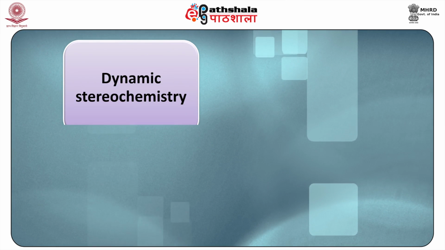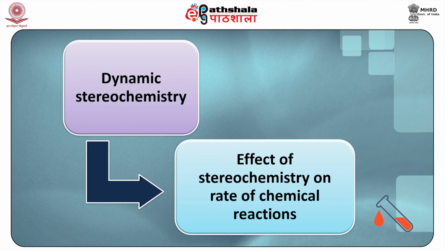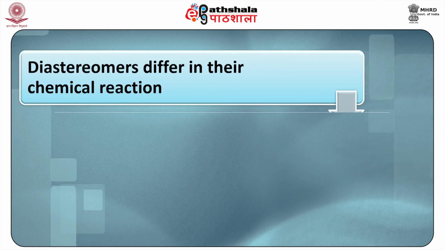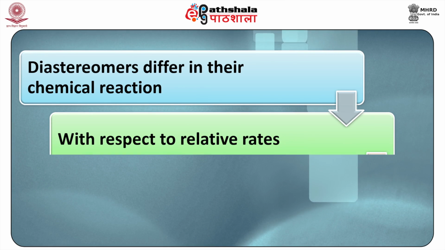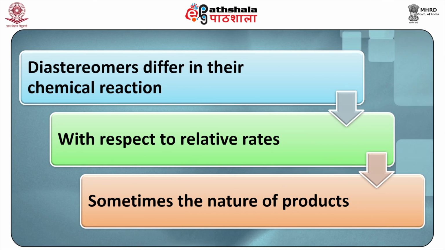Dynamic stereochemistry deals with the effect of stereochemistry on the rates of chemical reactions. This involves bond making as well as bond breaking, and also conformational transformations. It also correlates the stereochemistry of the starting reactant and the products in terms of the transition state as well as intermediates. It has been recognized that diastereomers differ significantly in their chemical reactions with respect to relative rates, and sometimes the nature of the products as well.